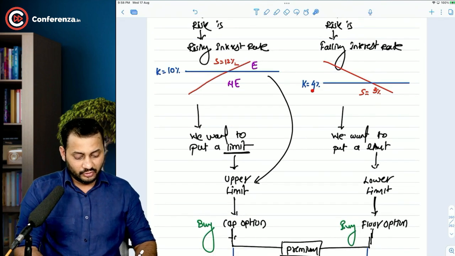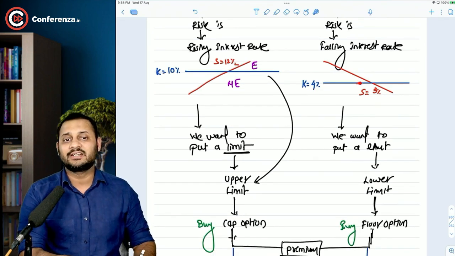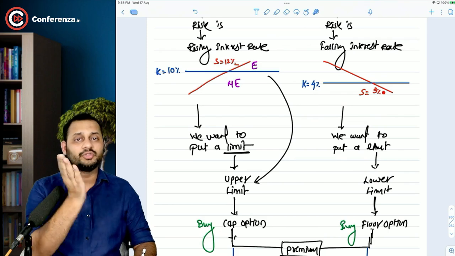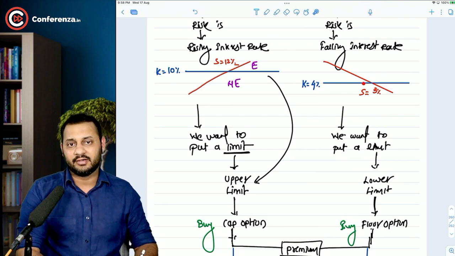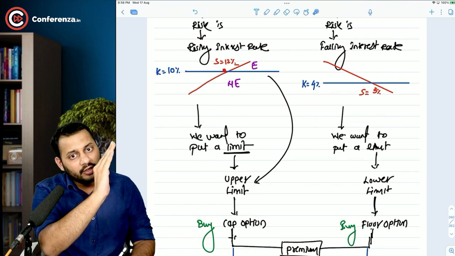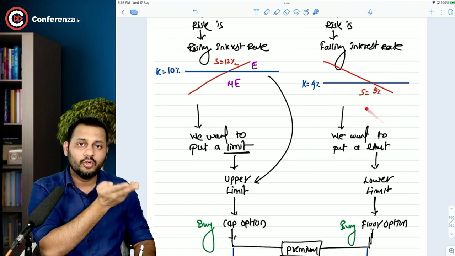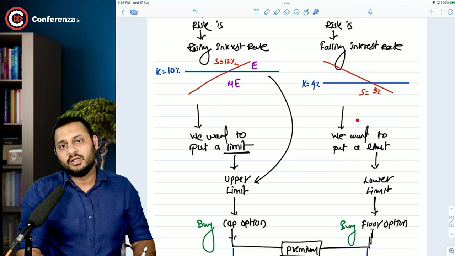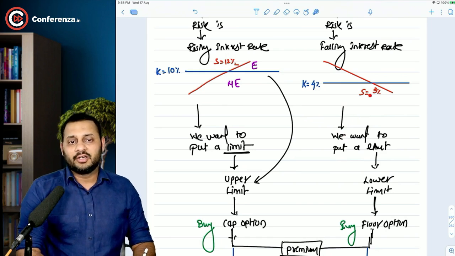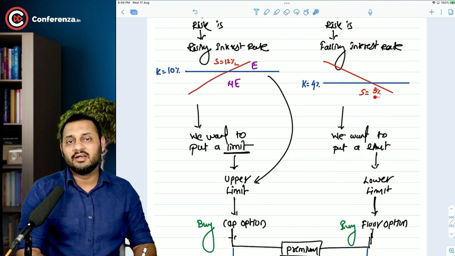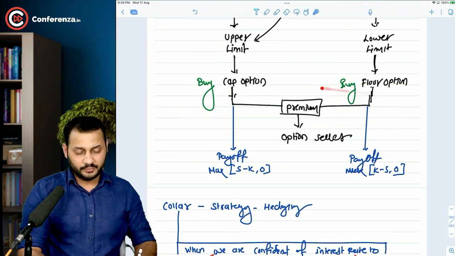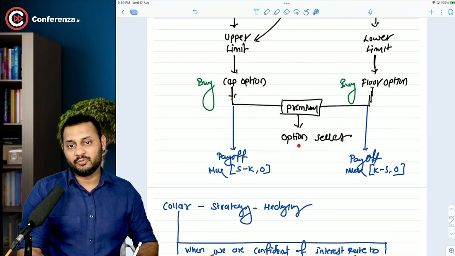You want to buy a floor option means that you will get a right to exercise the option if the spot rate goes below the agreed rate. Spot rate goes beyond the agreed rate in one case, below the agreed rate in this case. If the actual rate goes below 4%, I will receive the interest income at 3%, and since it is less, I will get the difference from the option seller, and for those purposes we have paid a premium to the option seller.